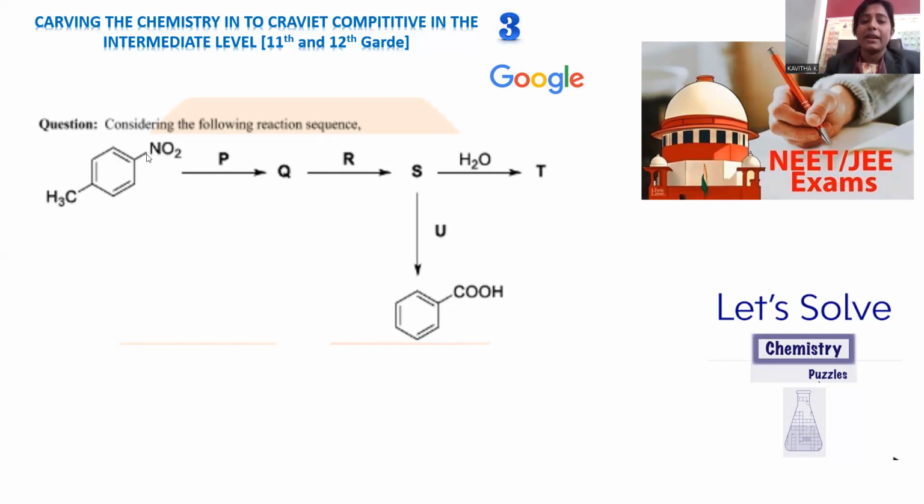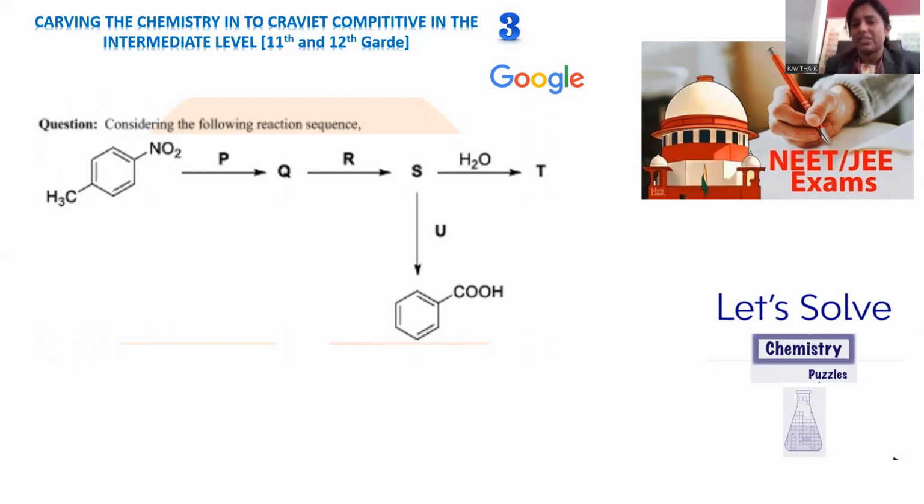Whenever paramethyl nitrobenzene is given, P is the reagent to be added, so that Q will be formed. Q will be treated with R further, and S will be formed. S can be treated with either water to give T as the final product, or else S can be treated with U, and you will get the final product as benzoic acid. To get this series of reactions, you can go from the starting material to the product, or else from the product to the starting material.